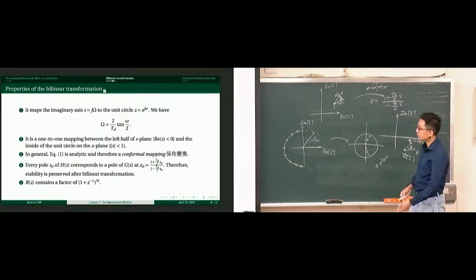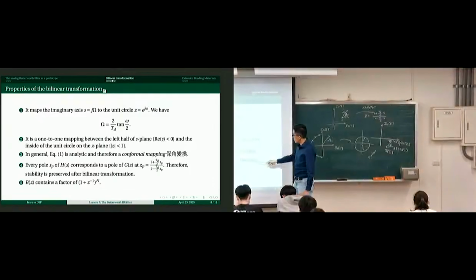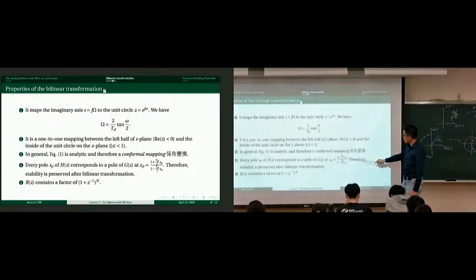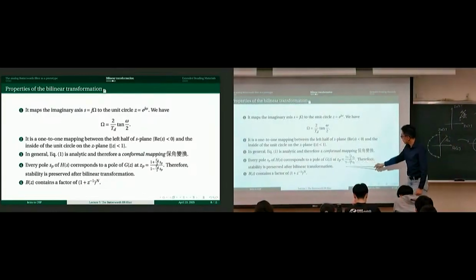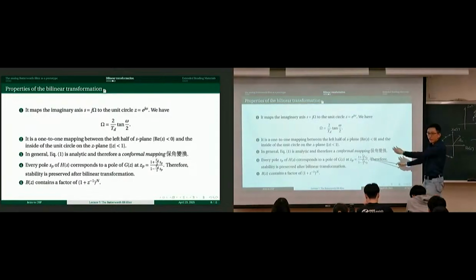And that's pretty important. Every time we have a singularity in the S plane, then after transformation, the singularity goes there, which is inside the unit circle, given that S is to the left-hand side of the imaginary axis. Okay? Therefore, stability is preserved after bilinear transformation. Very strong property, strong and important property, useful.